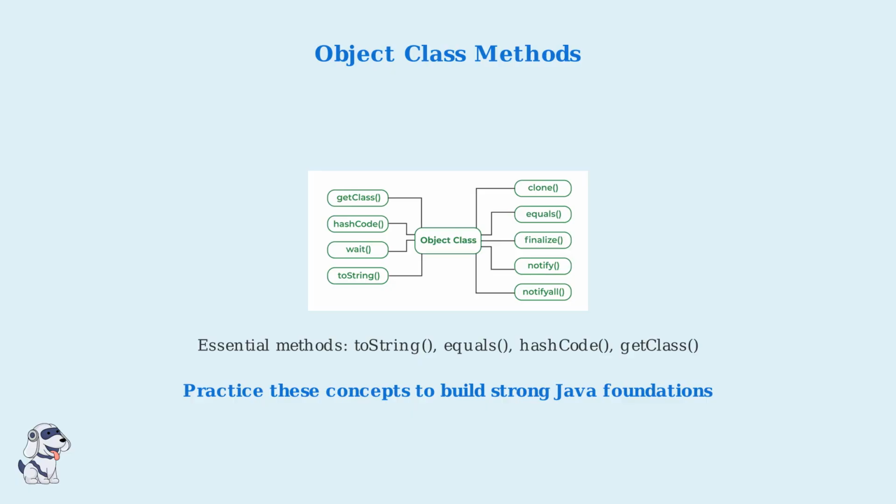These fundamental concepts, classes, data types, variables, control flow, and object methods, form the building blocks of Java programming. Practice writing simple programs using these concepts to strengthen your understanding.